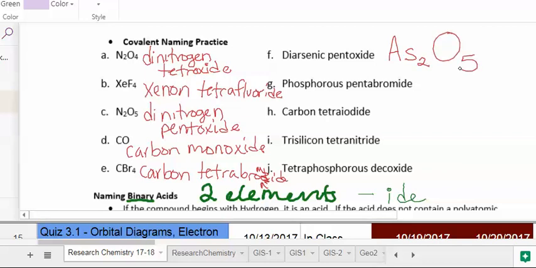Phosphorus pentabromide, so that's going to be PBr5. We have the penta meaning 5. Carbon tetraiodide. Now you'll notice there is an A here for this. There are exceptions to this rule. If you miss an exception, I'm not going to take points off for it, but it'd be CI4. Trisilicon tetranitride, so Si3N4. And then tetraphosphorus decoxide would be P4O10.